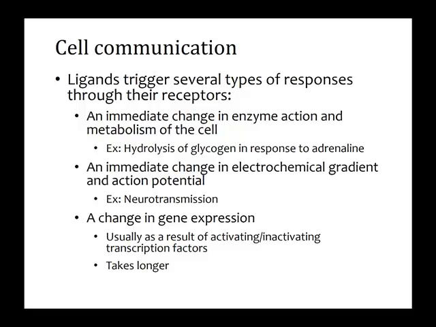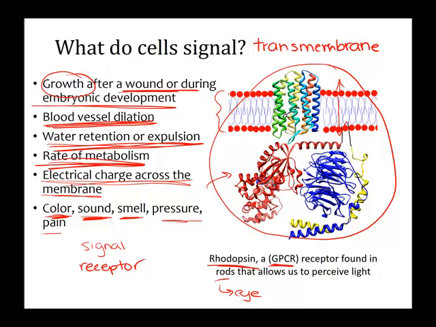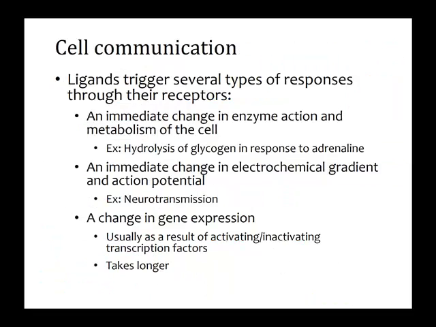All right, so ligands trigger, as we just said, several different types of responses. What we saw in the previous slide over here is just some examples. We can classify our types of responses into three major types. And the first major type is immediately changing how the enzymes in a cell work and how the metabolism of a cell works.